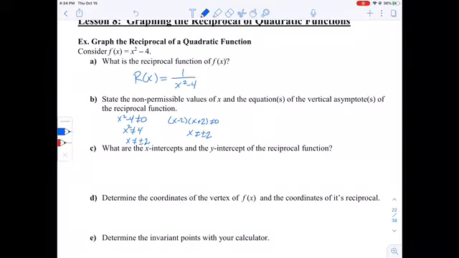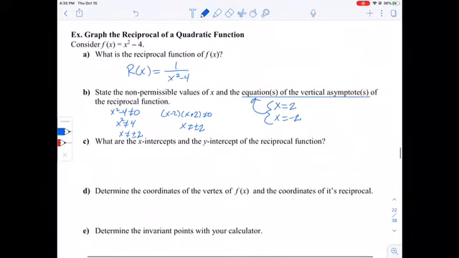Once I know my non-permissible values, those give me the equations. The equations of the vertical asymptotes come from those non-permissible values. The equations are x equals 2 and x equals negative 2. Those are the equations of the vertical asymptotes.